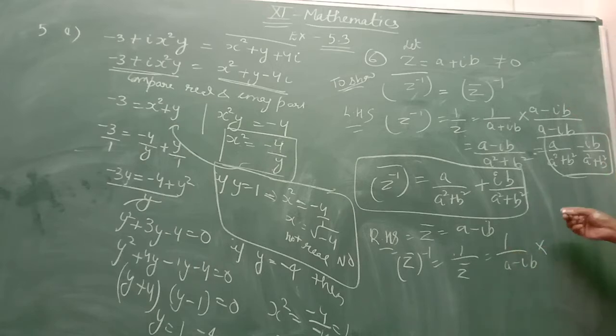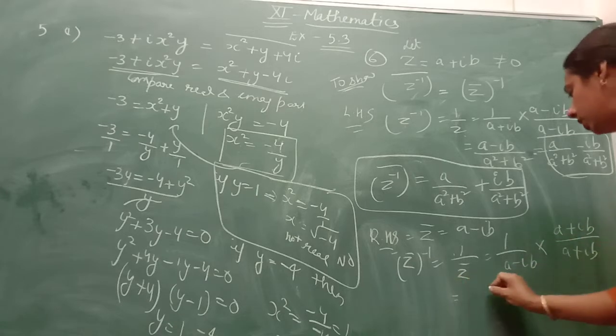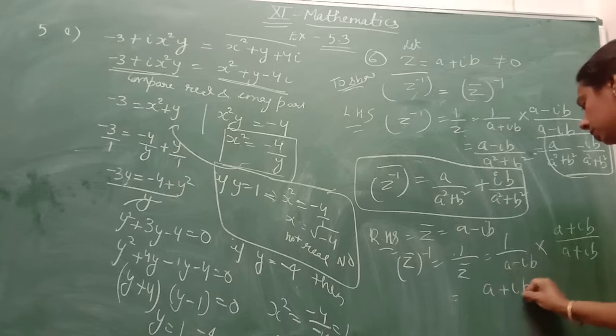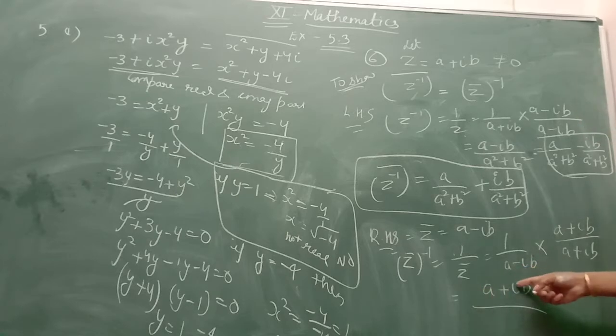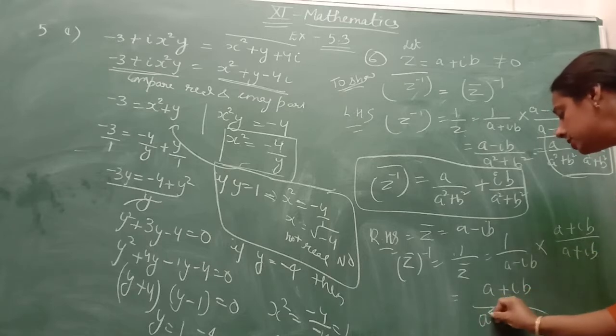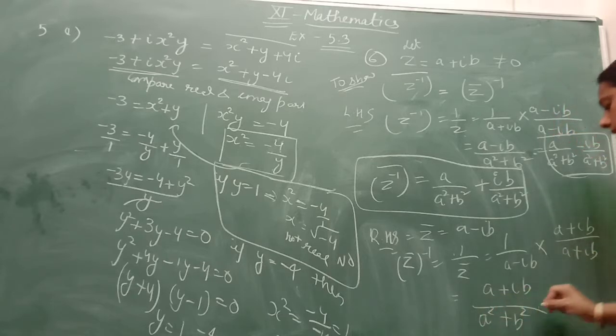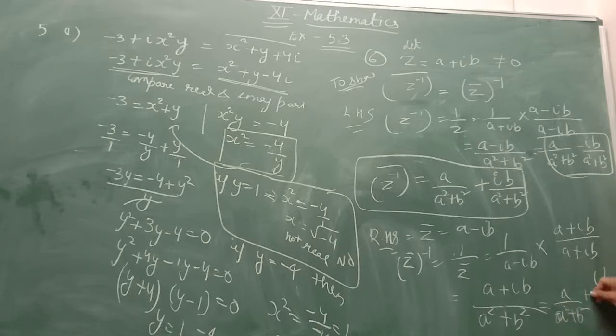Again you need to rationalize. So multiply with a plus iota b, divide with a plus iota b. On solving you will have here a plus iota b. And in the denominator, after applying the identity of a minus b into a plus b, what you will have here? That is a square plus b square. So this is your first answer, a by a square plus b square, that is your real part, plus iota b by a square plus b square.